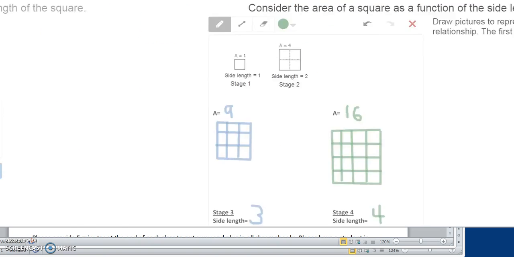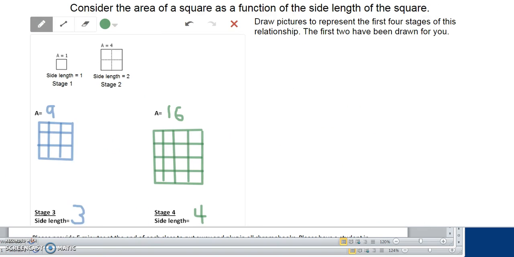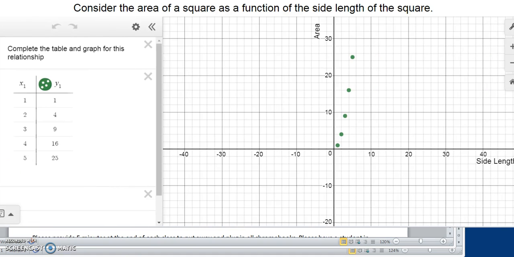Great job. Let's go through slide 27. 27 was asking you to draw a picture to represent the first four stages of our relationship. Remember, now we're looking at the area of a square as a function of the side length. So we have an area of 9 with side length 3 at stage 3 and an area of 16 with a side length of 4 at stage 4.